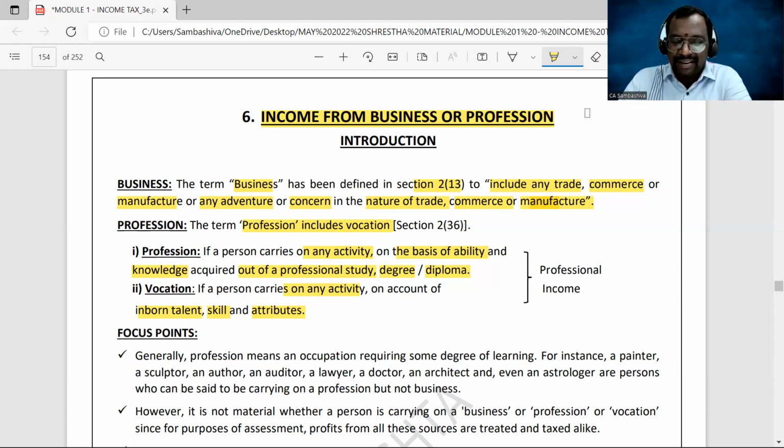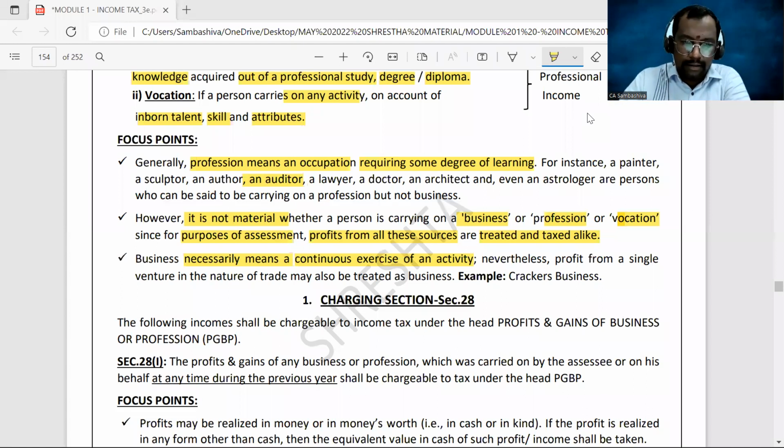Yes or no? So even vocational income is also taxable, sir, right? Taxable as professional income. Of course, whether it is business income, professional income, or vocational income, everything is taxable under the head PGBP only. Okay, now next. So you can see here, sir, it is not material whether a person is carrying on a business or profession or vocation. For the purpose of assessment, profits from all these sources are treated and taxed alike. That I've already told you, sir.